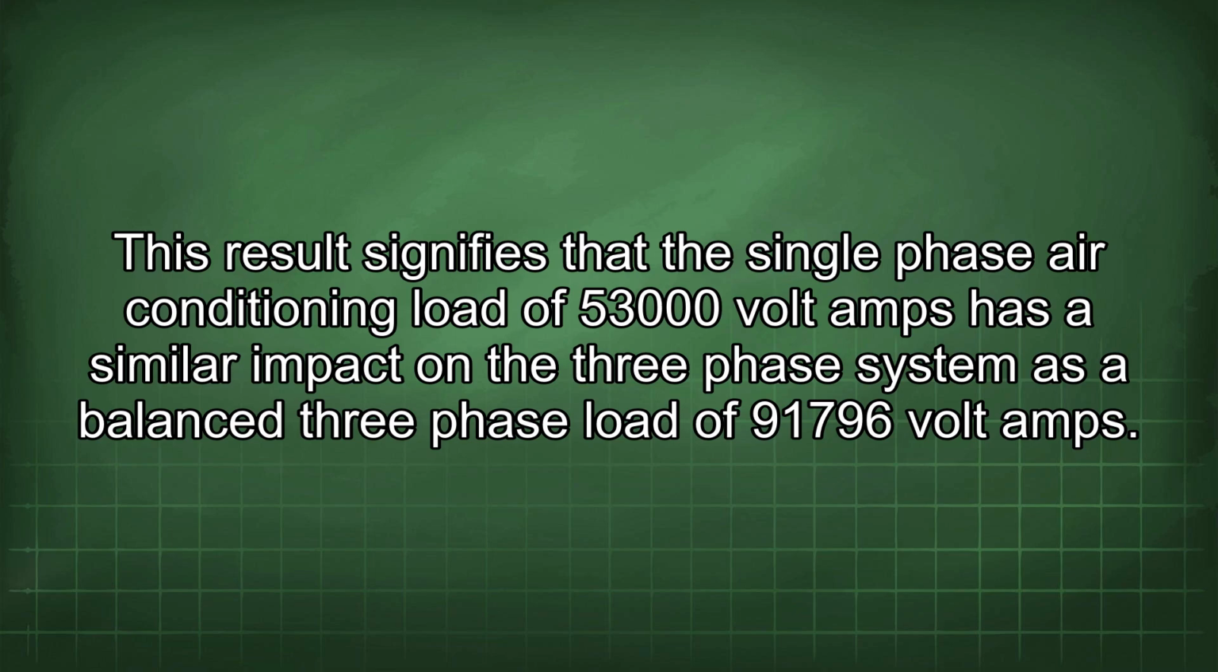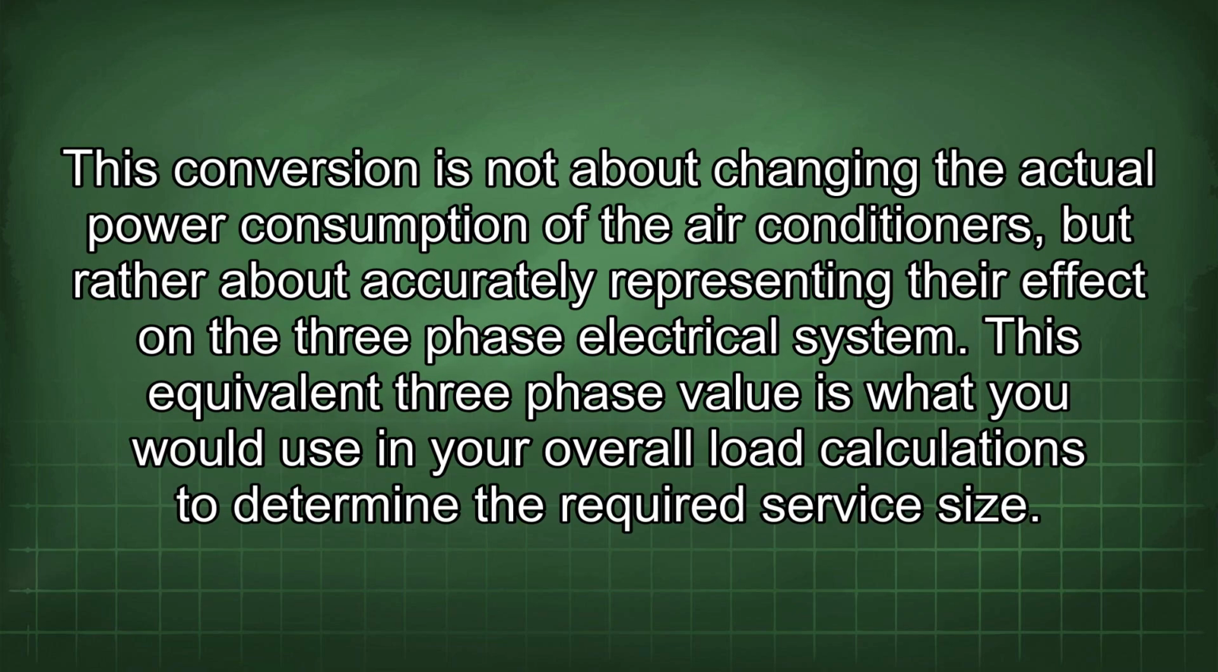91,796 volt amps. This conversion is not about changing the actual power consumption of the air conditioners, but rather about accurately representing their effect on the 3-phase electrical system. This equivalent 3-phase value is what you would use in your overall load calculations to determine the required service size.